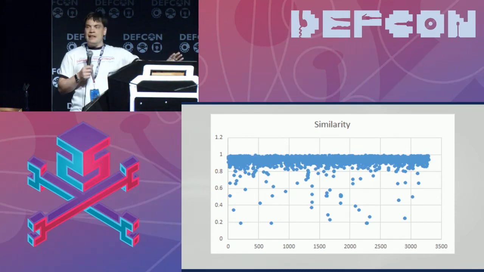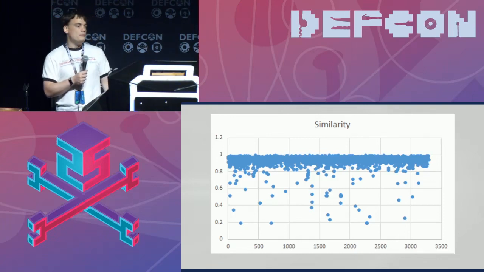So if we could somehow automate this cosine similarity, problem solved. Run this on your logs, run this on your network, and you're good to go.